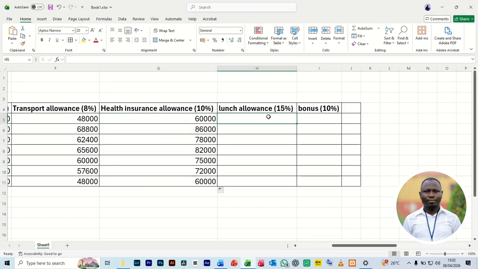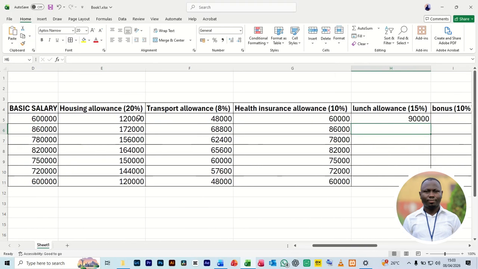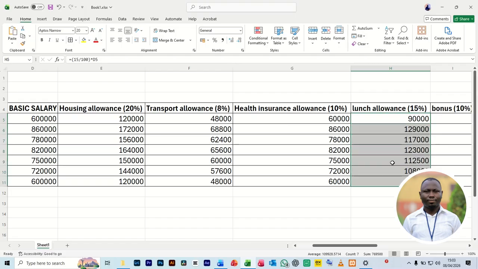We autofill coming downwards. Then we come to lunch allowance, which is 15%. Equal sign, open brackets, 15 divided by 100. We close the bracket. We multiply it by the basic salary, which is D5, hit enter. And that is the value we are getting for lunch allowance.